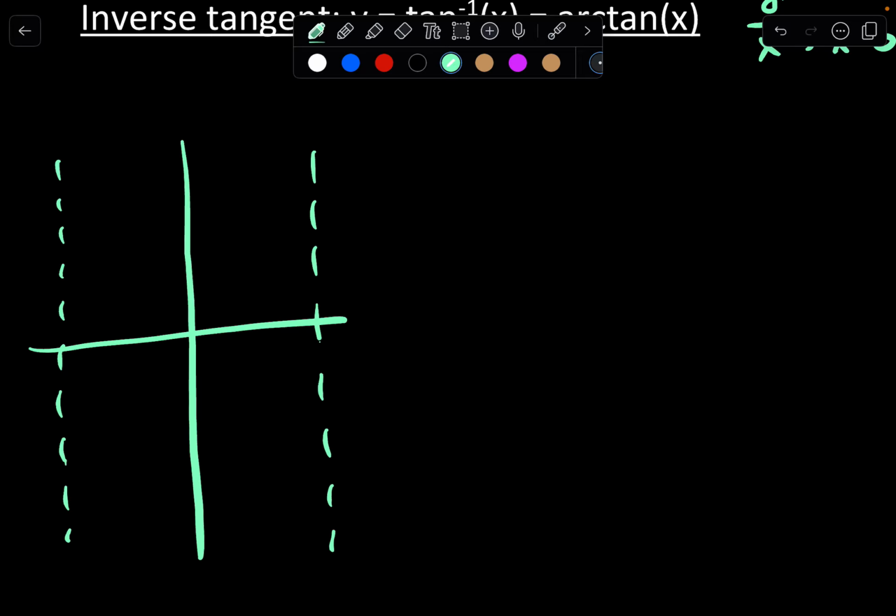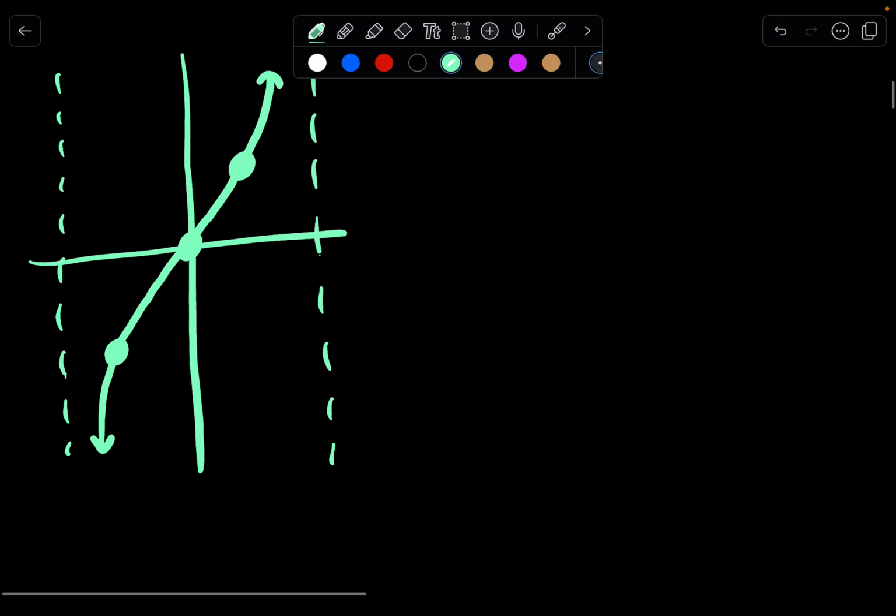All right, so for tangent, if you think back to what the parent function for tangent looks like, we have our two vertical asymptotes and then 3 key points. We have a vertical asymptote.